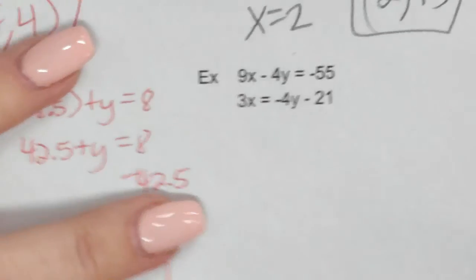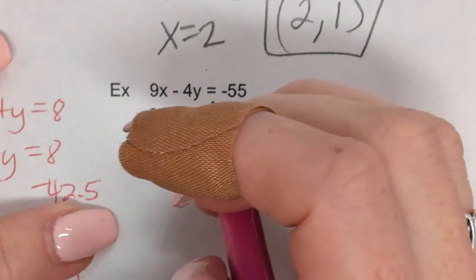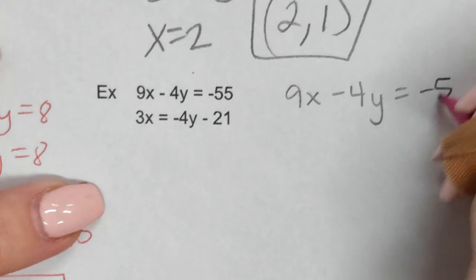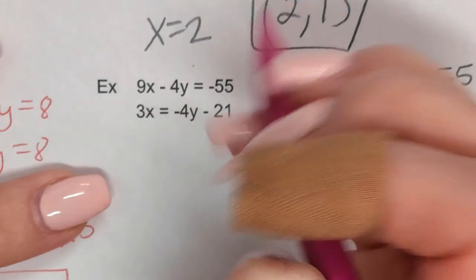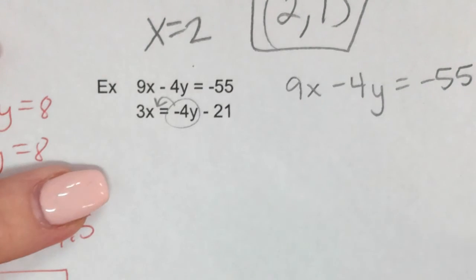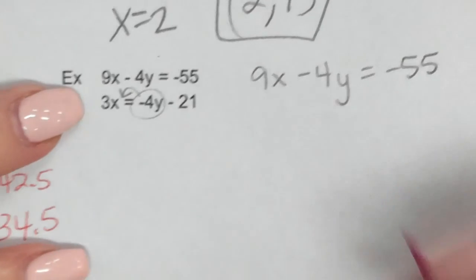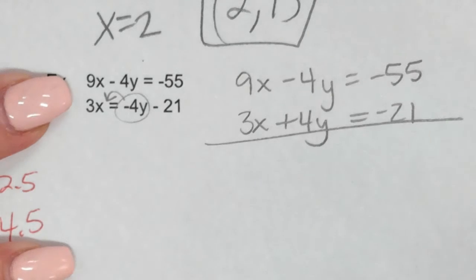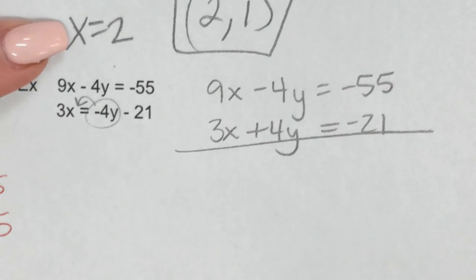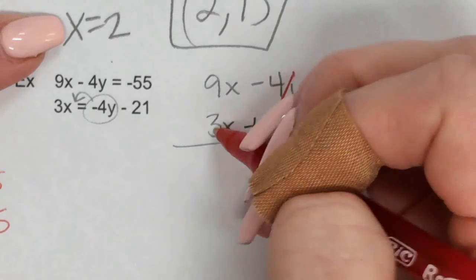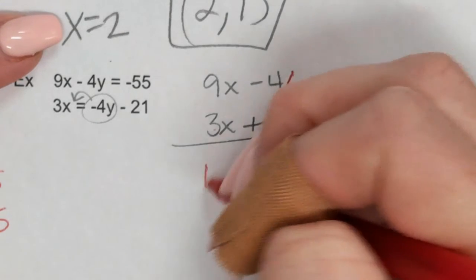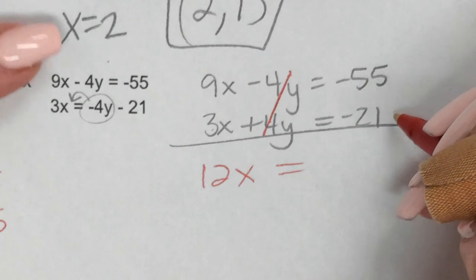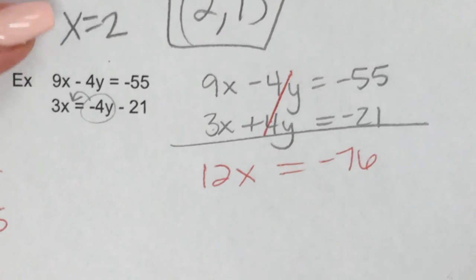Okay, let's take a look at what you've done. You left the top equation alone, so I'm just going to rewrite it over here just so I can make sure I line it up. And then you should have rearranged the bottom equation by bringing this to this side. Did you add or subtract? Add. So I have 3x plus 4y equals negative 21. Now I can solve by elimination. This is going to cancel out. 9 plus 3 is 12x, and negative 55 plus negative 21 is negative 76, I believe, yes?